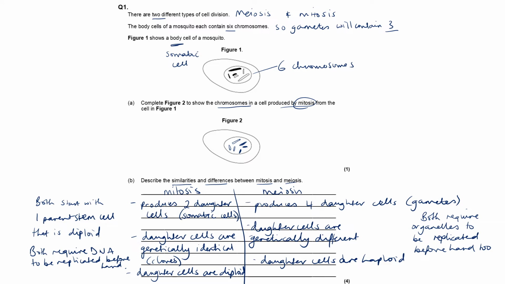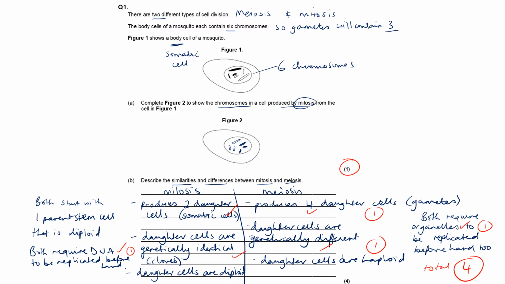And then the similarities, they both start with one parent stem cell that is diploid. Both require DNA to be replicated beforehand, and both require organelles to be replicated beforehand too. And as you can see, I've got the full marks.